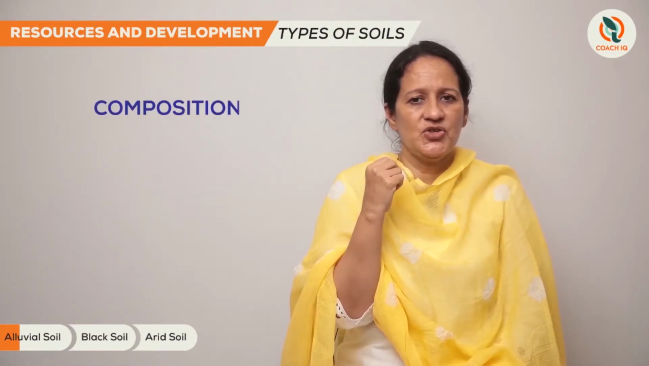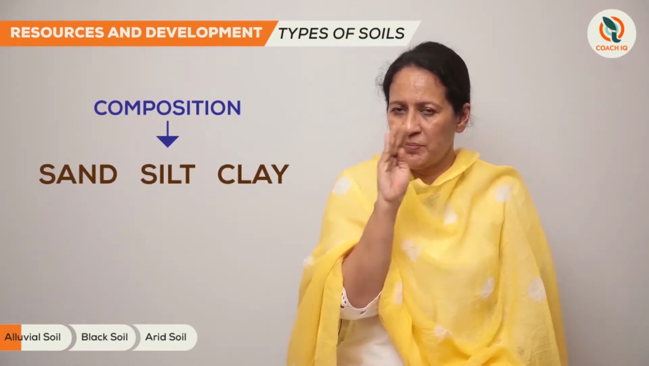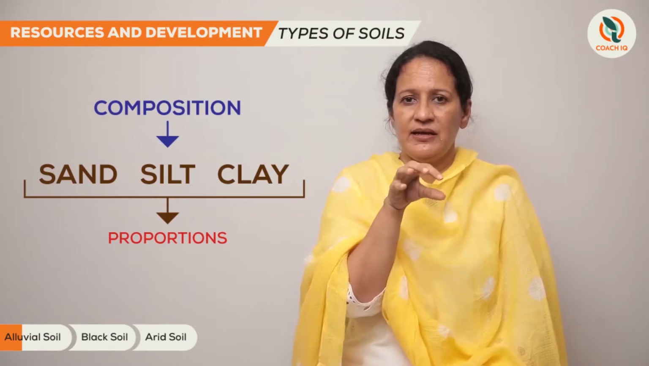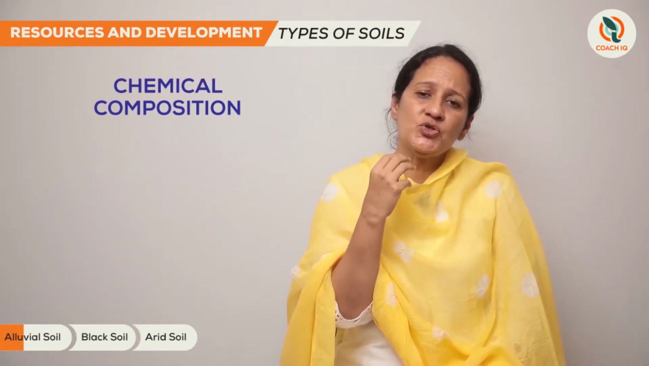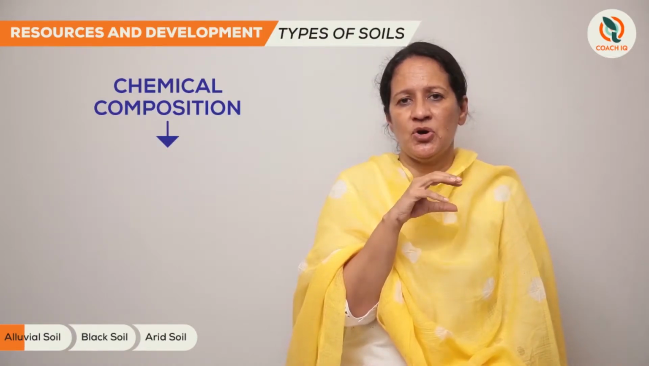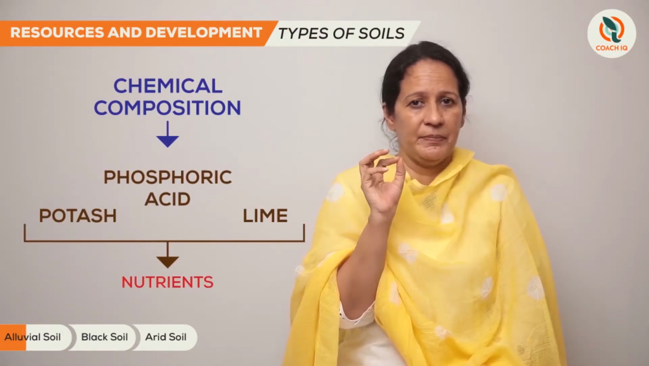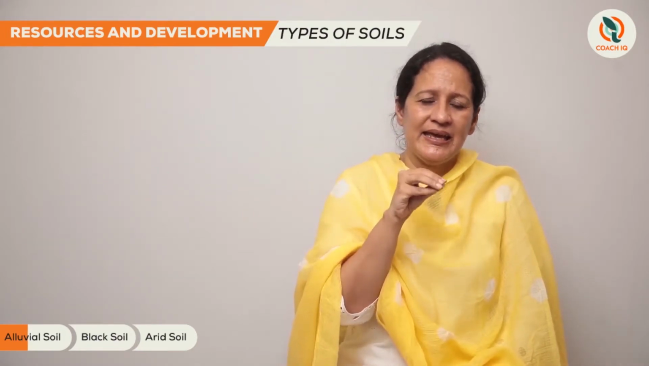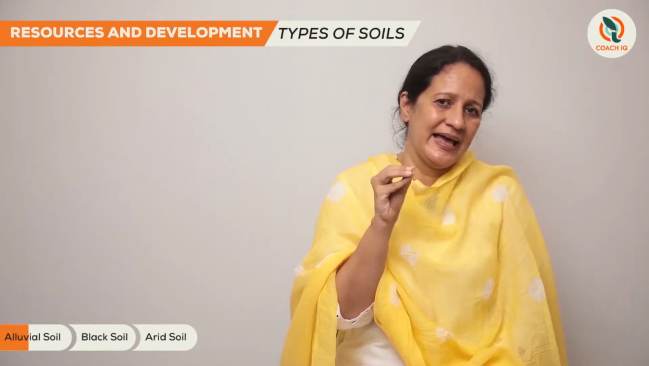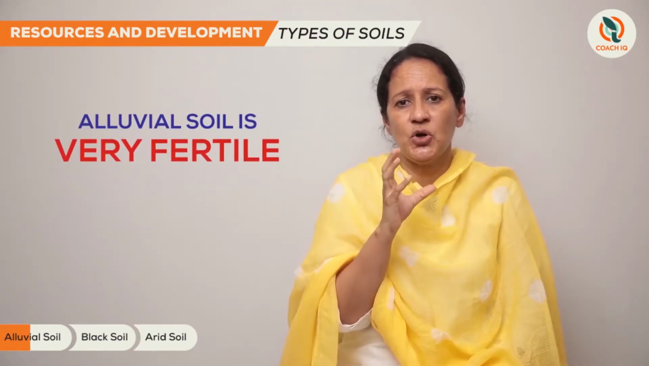What does it consist of? Sand, silt and clay. It has enough proportions of these vital elements, that is sand, silt and clay. Chemically also it has very good proportions of potash, phosphoric acid and lime. So when you have all these elements, sand, silt, clay, potash, phosphoric acid, lime, your soil is very fertile. It is a very fertile soil.